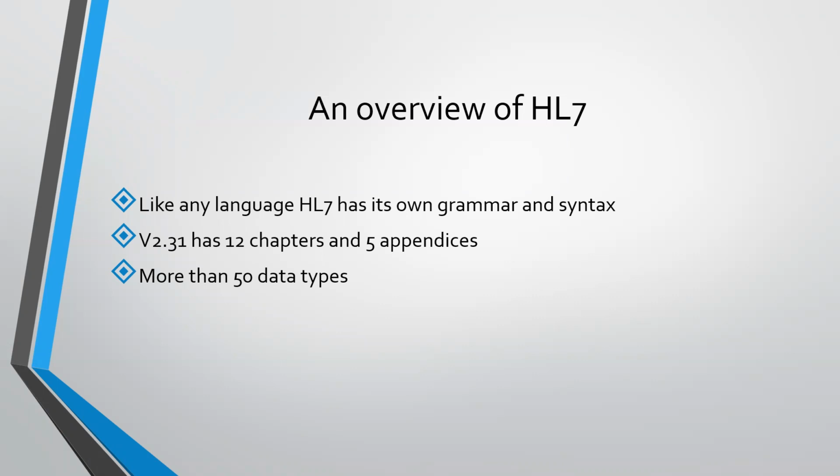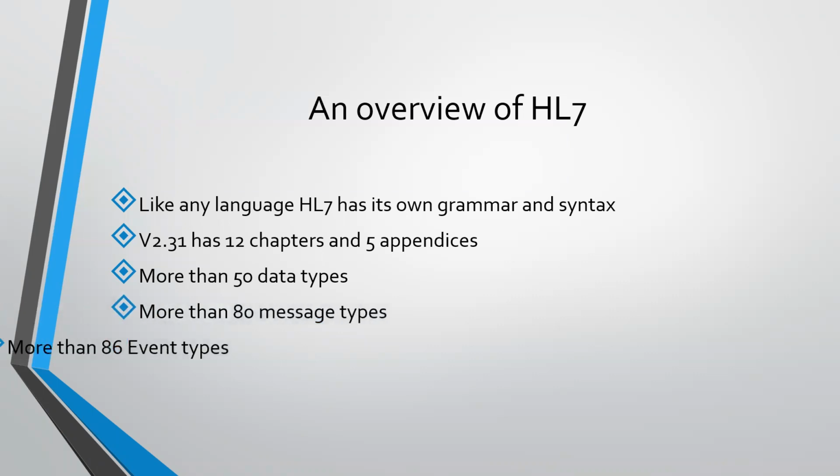HL7 has many versions: HL7 v2.3, 2.5, 2.8. We have version 3 as well. We'll talk about those versions in the upcoming slides. But we have 12 chapters and 5 appendices in version 2.3, which is the famous version out there and used by most of the systems.